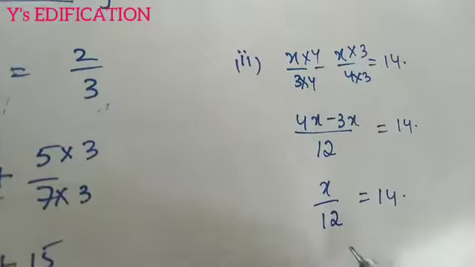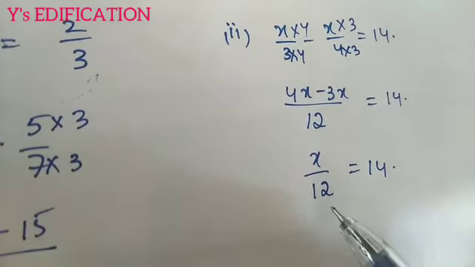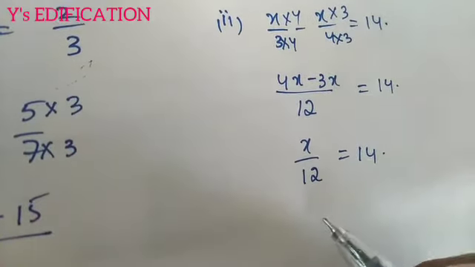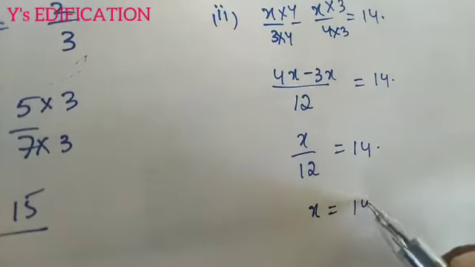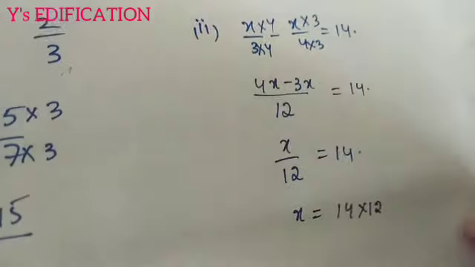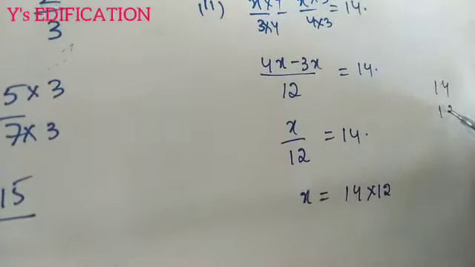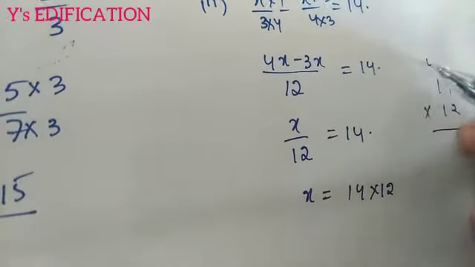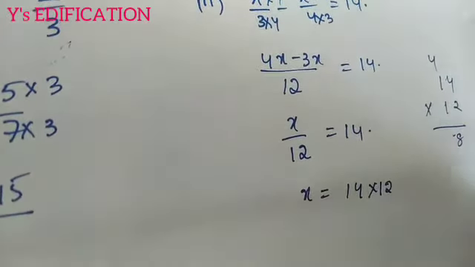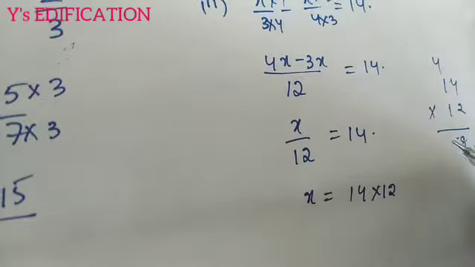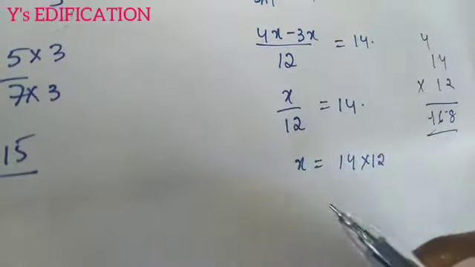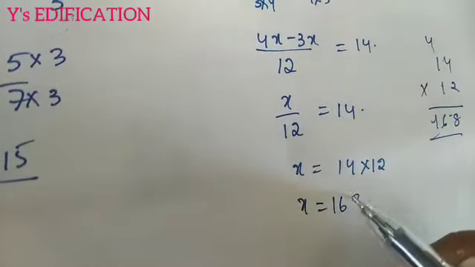We want the x value. So what I have to do, I'll transpose this number to the RHS side. So it will become 14 into 12. So what is 14 into 12? Do it in the rough work. 12 into 4 is 48. 12 into 1 is 12. 12 plus 4 is 16. So the x value is 168.